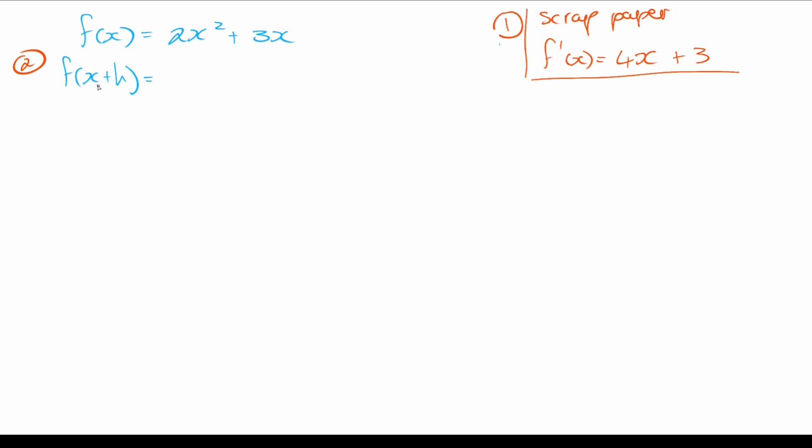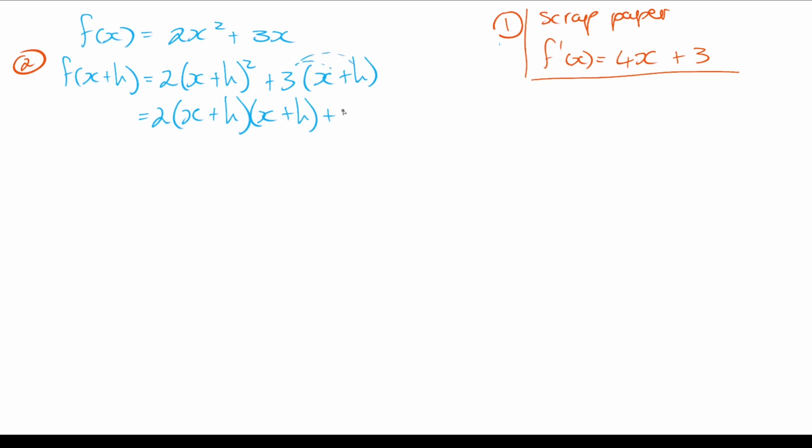All right, back to f of x plus h. Just as we discussed, everywhere there used to be an x, there's now an x plus h, plus 3 times x plus h. Now you will write out your brackets, double them up, plus, and this one I'm just going to distribute the 3 into the brackets. 3x plus 3h.